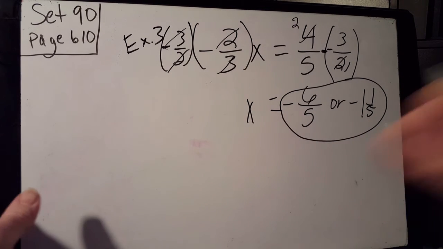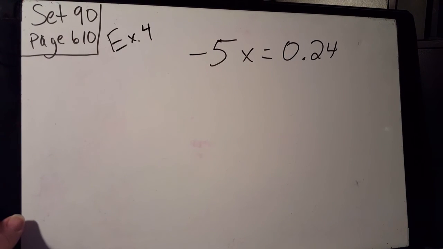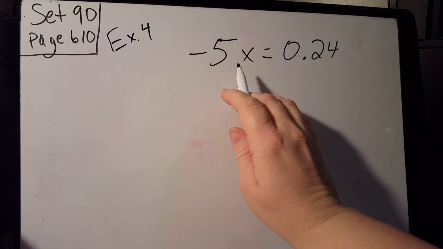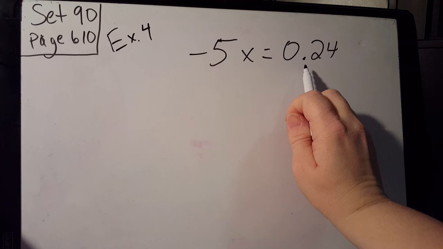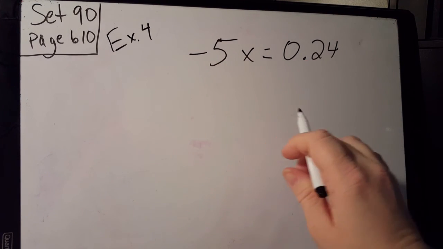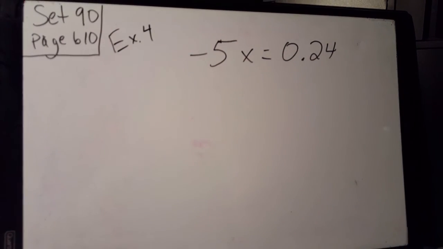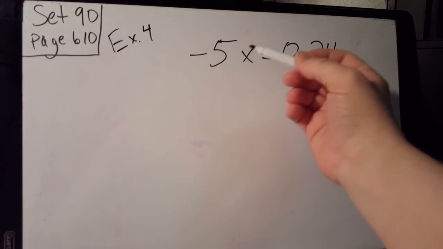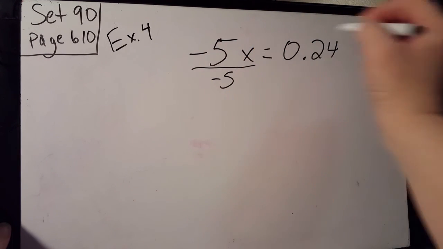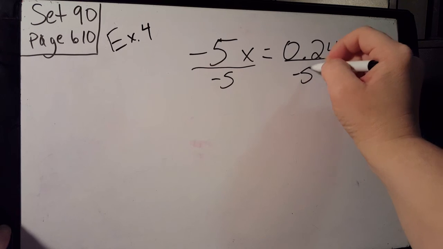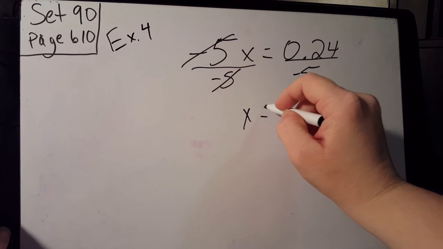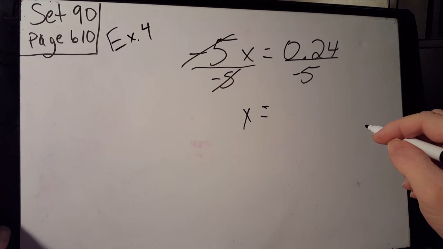We're going to look at the last one, example 4. Okay, in example 4, we have a negative coefficient, and then we have a decimal answer over here. So I would not recommend changing this into an improper fraction and then figuring it out with a decimal. That's just going to make it really complicated. What I would suggest doing is you simply divide both sides by the coefficient. So if we divide this by the coefficient, we have negative 5 at the bottom there, negative 5 over here. This all cancels out. And so we need to figure out now what 0.24 divided by negative 5 is.